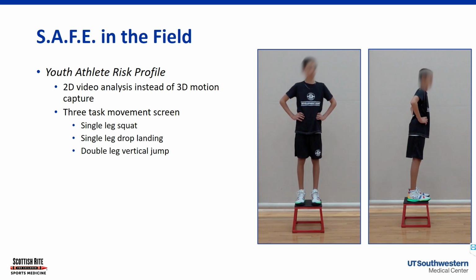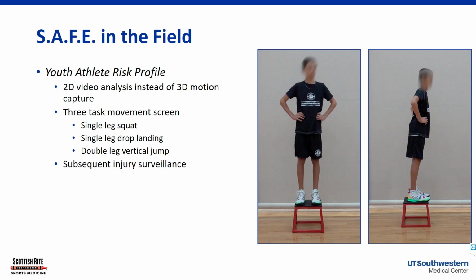So this is in the picture: you start on top of a platform, jump down and land on one leg. Both of those tasks are then repeated on the other leg, so we're getting both limbs. And then lastly, a double leg vertical jump, which is basically just a counter movement jump. You prepare to jump, squat down, jump up as high as you can and land. With that task we're able to look at both the loading phase of the jump and then the landing back down.